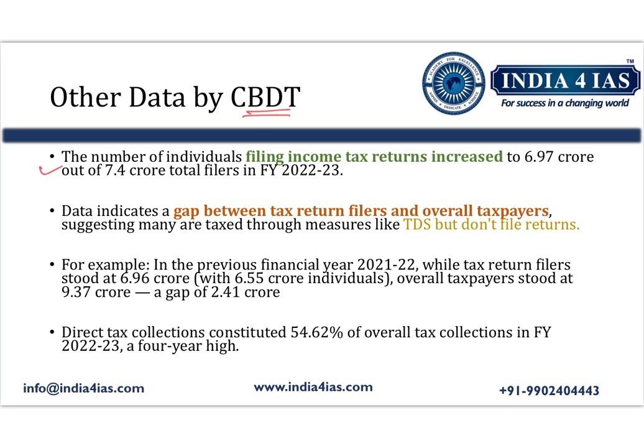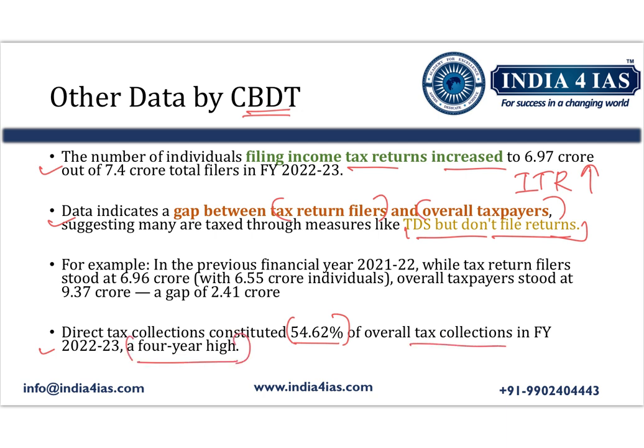Now we will move into the other data released by CBDT. The first one is that the number of individuals filing income tax returns is increasing. It indicates that there is a rise in employment in India. Then the second data indicates that there is a gap between tax return filers and overall taxpayers. The overall taxpayers are more, and the number of people who are filing tax returns is less. It indicates that more of the tax is deducted at TDS. Then the third data indicates that direct tax collection constituted around 54.62% of the overall tax collections. So it is a 4-year high.